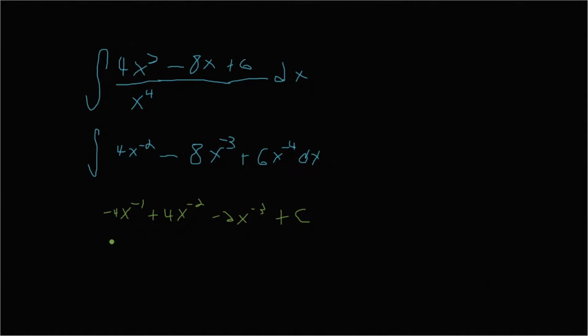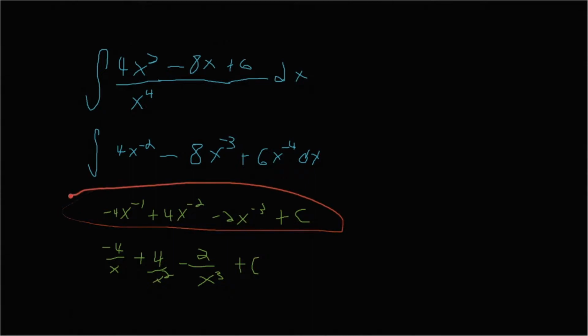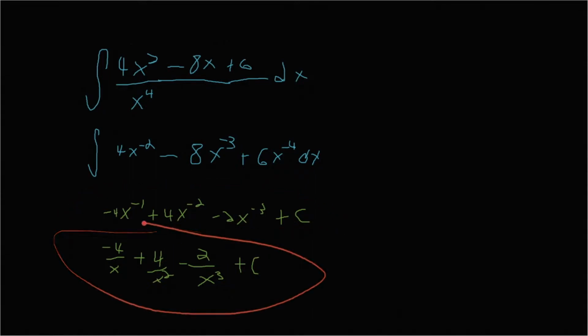And then you could rewrite this if you wanted to, saying it's negative 4 over x, if you didn't want to have negative exponents. And then you could say this is 4 over x squared, and this is negative 2 over x cubed. And then plus c, if you wanted to rewrite it. But this is a valid answer. This is just to get rid of negative exponents.